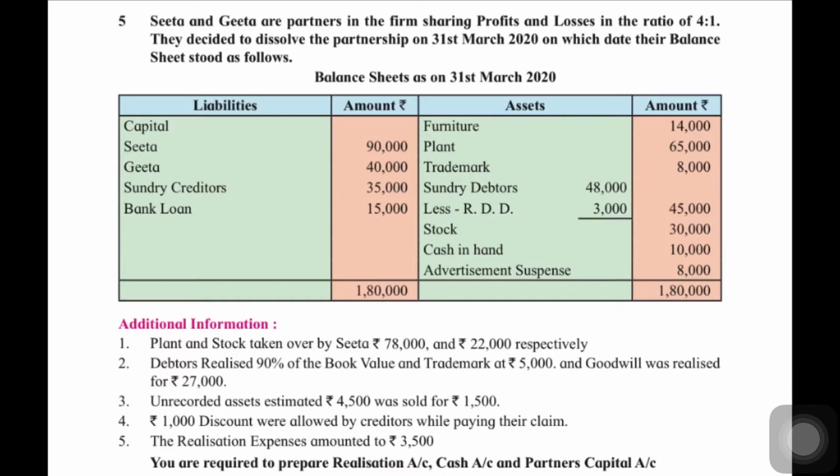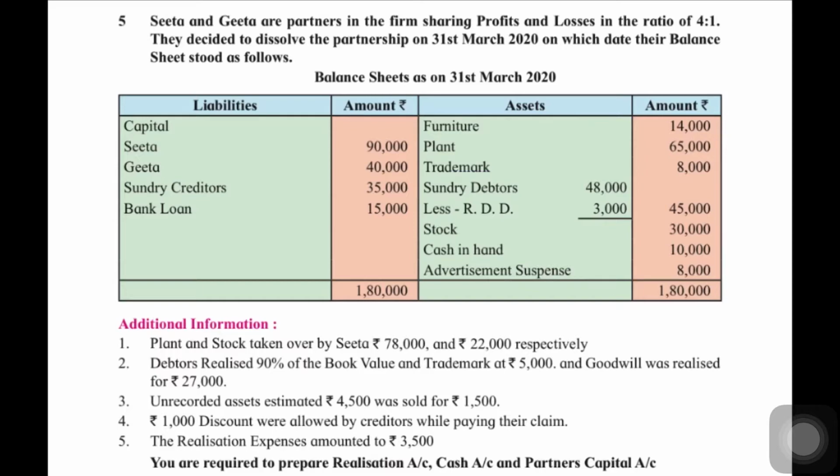Now, advertisement suspense account, this is your undistributed loss. So, how when you have general reserve, when you have reserve fund, how you distribute among partners. Similarly, advertisement suspense is your deferred expense. So, you will proportionately in 4:1 ratio, you will distribute it among Sita and Geeta.